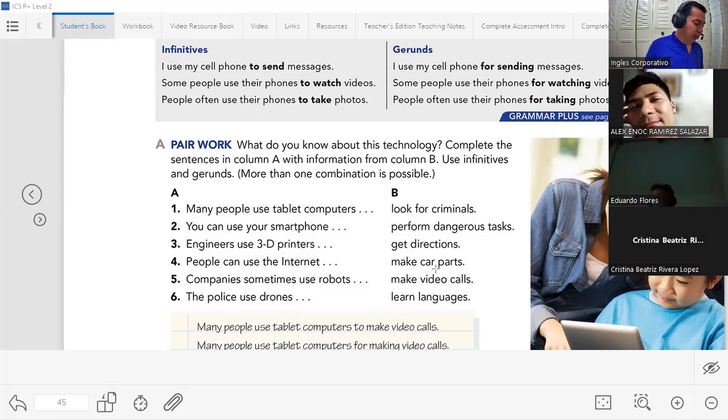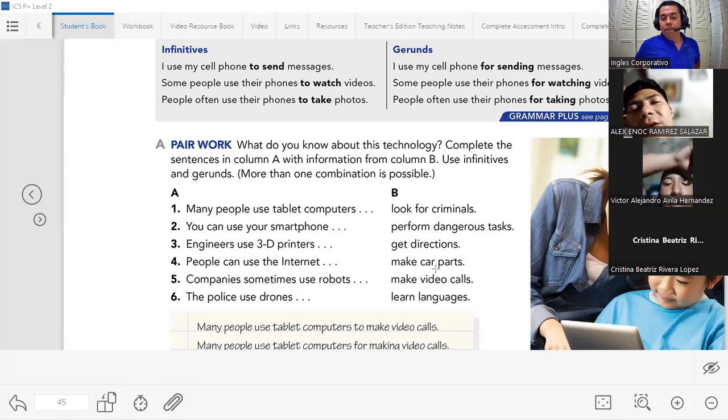Now, Victor, please. Number three. Engineers use 3D printers.